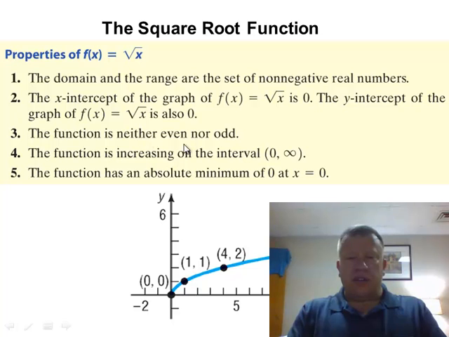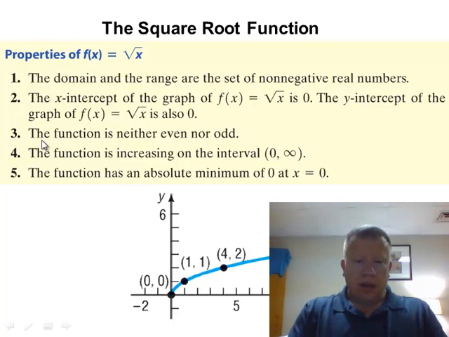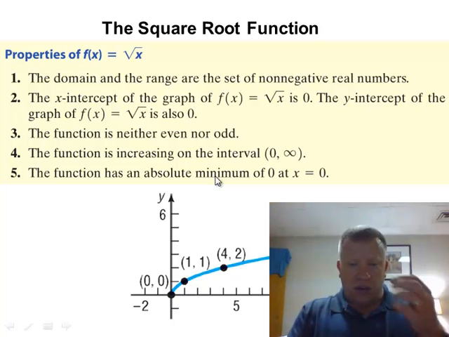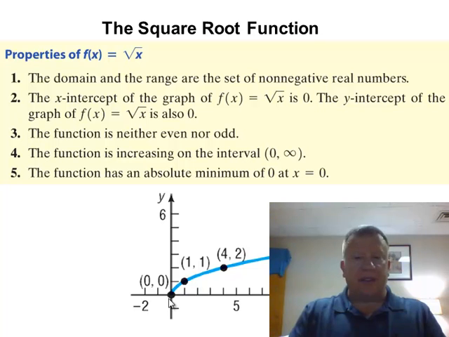Now, this function is neither an even nor an odd function because the square root of negative x just doesn't exist, so there's really no symmetry to talk about. This function is always an increasing function, on the interval from 0 to infinity. This function has an absolute minimum right here at the origin, (0, 0). All right, so the square root function is a very common function. The fourth root, sixth root, eighth root, all those even index roots have similar behavior.